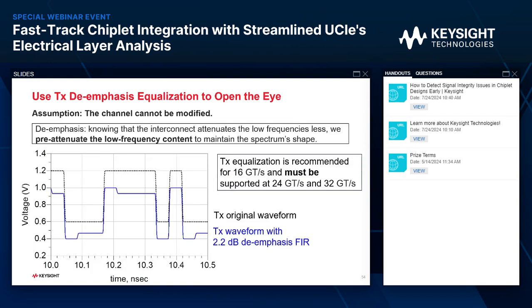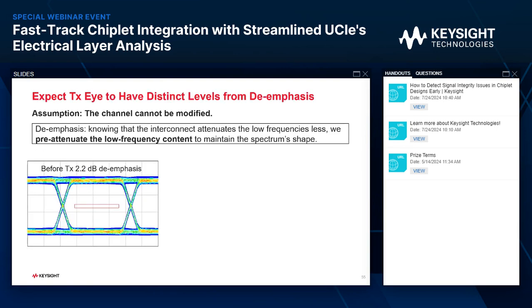Here's what the waveform is going to look like. I'm comparing the original waveform and the 2.2 dB de-emphasis waveform. We can see that over here, the de-emphasis is pre-reducing the low frequency content, and keeping the high frequency content because it's all in the rise time. And here is before our 2.2 dB de-emphasis.